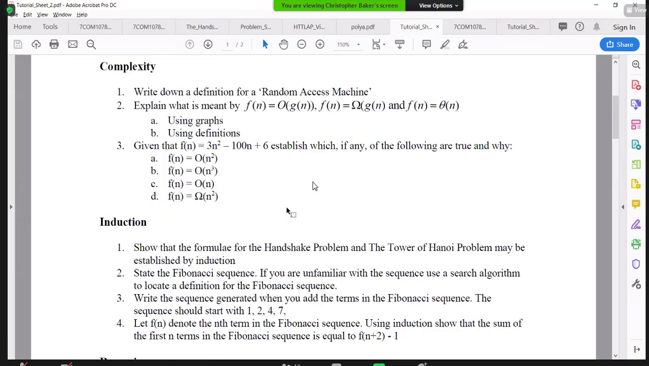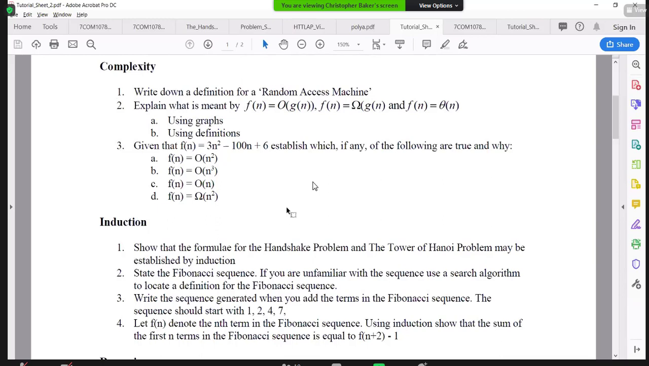We look at question 3 to establish whether the following 4 statements are true. You can think about the formal definitions. Alternatively, you can think about it in a different way as well.